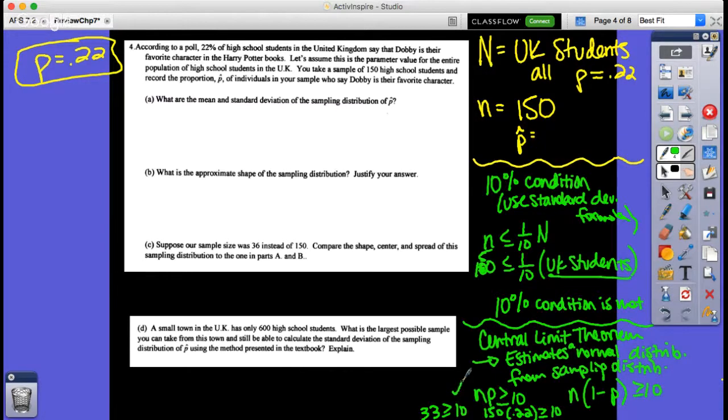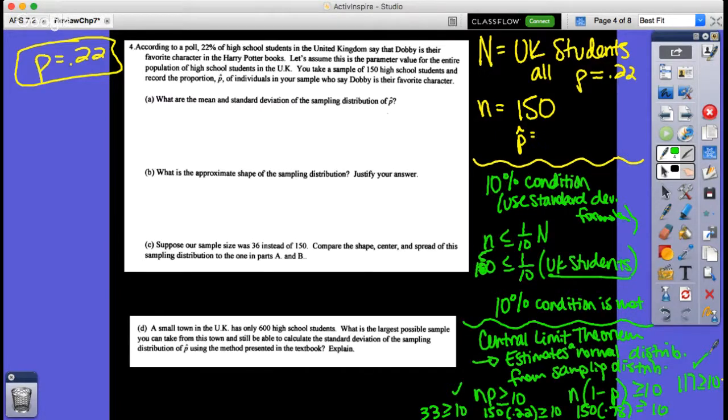So that condition's met. Over here, n is 150 times 1 minus p, or this would be like 0.78. Is that greater than or equal to 10? So 150 times 0.78 would be 117. 117 is greater than or equal to 10, right? So that condition's met. Based upon this, and we don't necessarily have to put context with this yet, I would start with this.